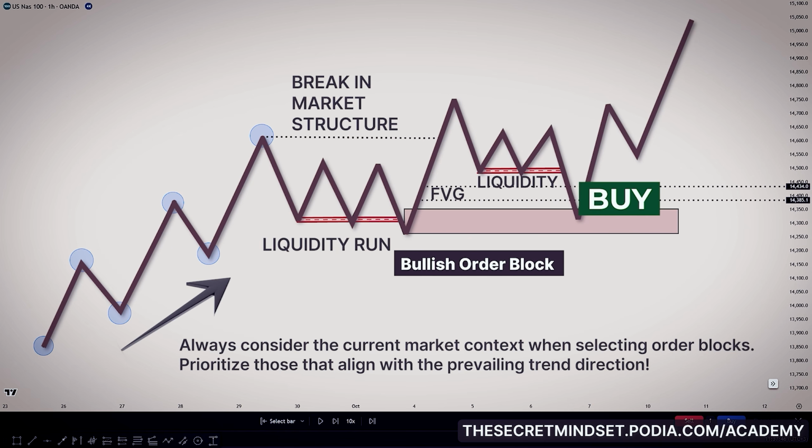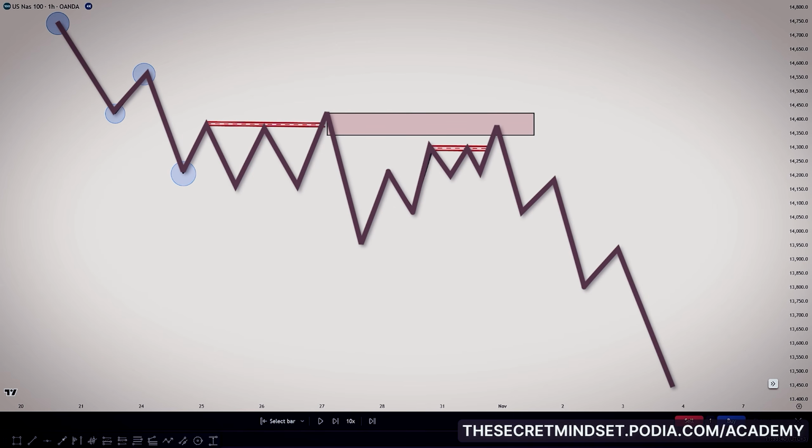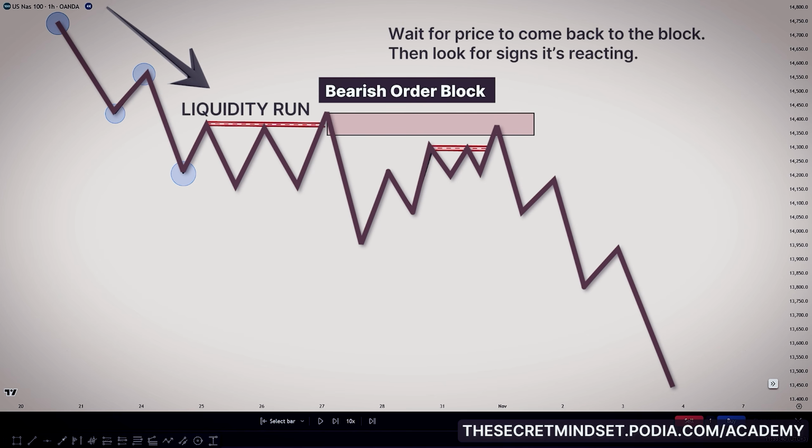In an uptrend, focus on bullish order blocks that form within the current upswing, rather than bearish order blocks from previous downswings. And when you find these high-quality blocks, it's best to wait. Wait for price to come back to the block. Then look for signs it's reacting.